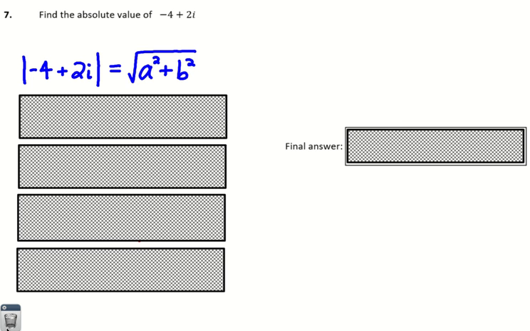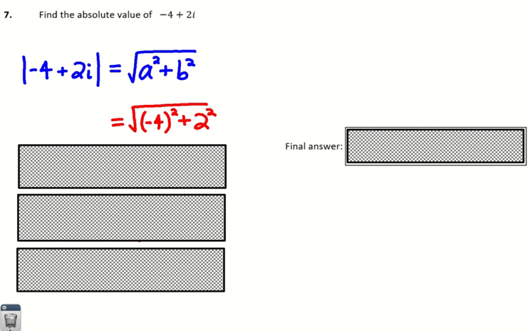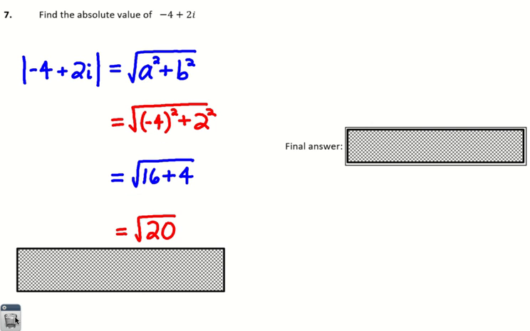I think you're going to have to remember this. I don't think this will be on your formula sheet, so you're going to have to pretty much bust out this Pythagorean theorem to get the absolute value of a complex number, like negative 4 plus 2i. What is A? Isn't A negative 4, and isn't B positive 2? So you just plug the stuff in. Don't forget that negative 4 squared is positive 16. That gets you root 20.